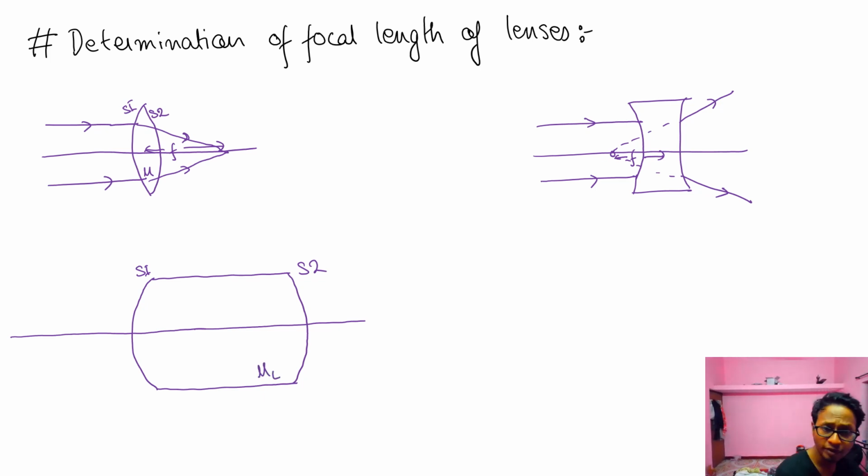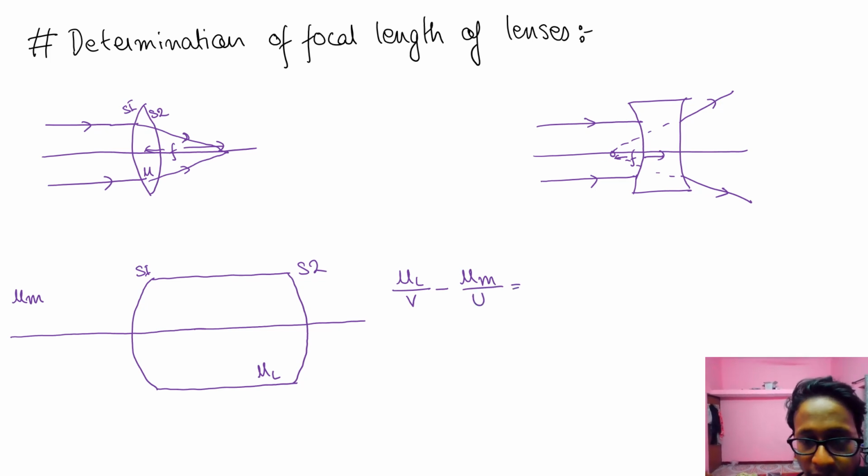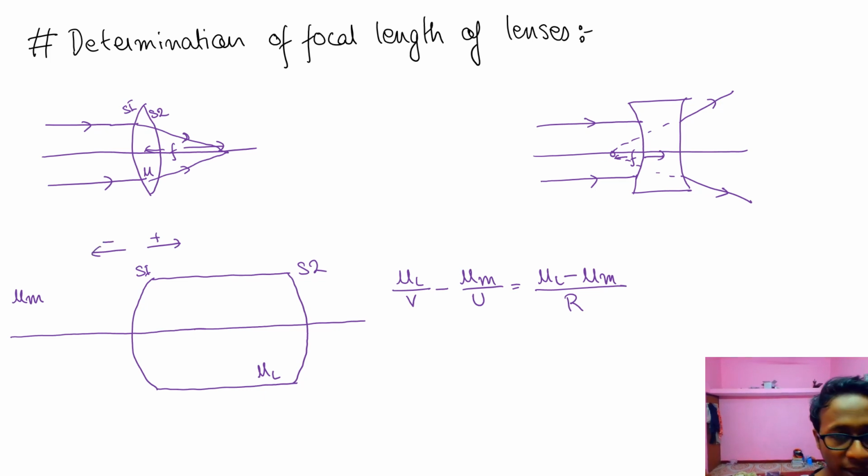What is the principle of refraction from curved surface? There's some medium, there's some lens. So I can simply say across this curved surface, if I apply the principle of refraction, mu of lens by V minus mu of medium by U is equal to mu L minus mu M divided by R. In this surface, this side is considered positive, this side is considered negative.